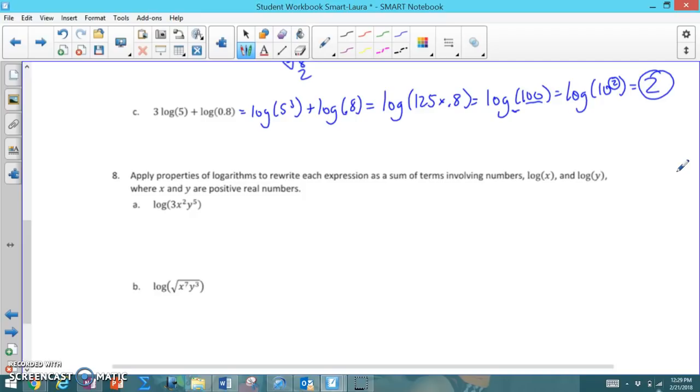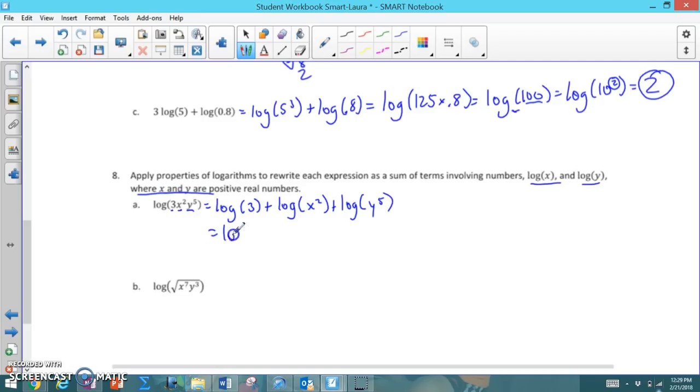The second says apply properties of logarithms to rewrite each expression as a sum of terms involving log x, log y, where x and y are positive real numbers. So we're going to take this and break it apart into multiple logs. The first thing I see is that I have 3 things times each other. And I know that I break apart multiplication as addition. So this is where we're breaking it apart. This is the same as log of 3 plus the log of x squared plus the log of y to the 5th. And if we're breaking it apart like this, we are also going to make sure we don't have exponents. That's going to be something to know.